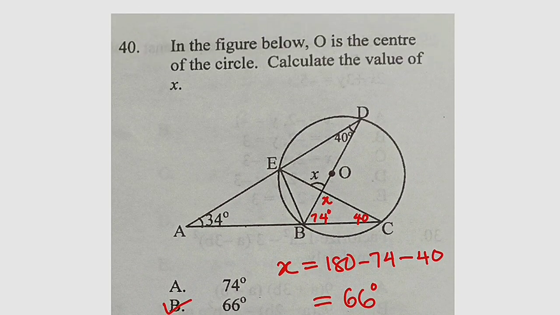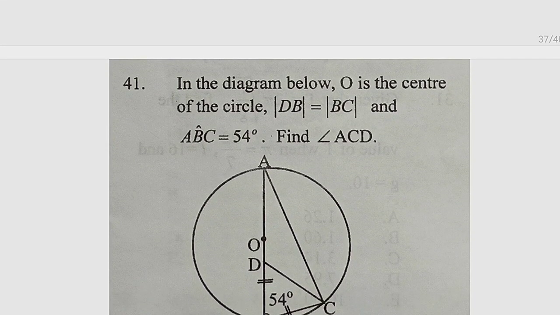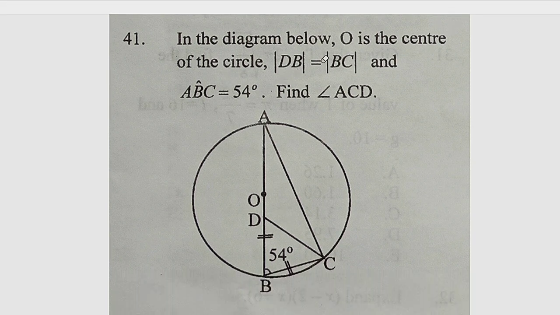Now let us move on to question number 41. Question number 41 reads, in the diagram below, O is the center of the circle. The length of line BD is equal to the length of line BC. Already they have marked it, you can see, which means that this particular triangle is an isosceles triangle. All right. And angle ABC is 54 degrees, this particular angle here. We are asked to find the measure of the angle ACD.